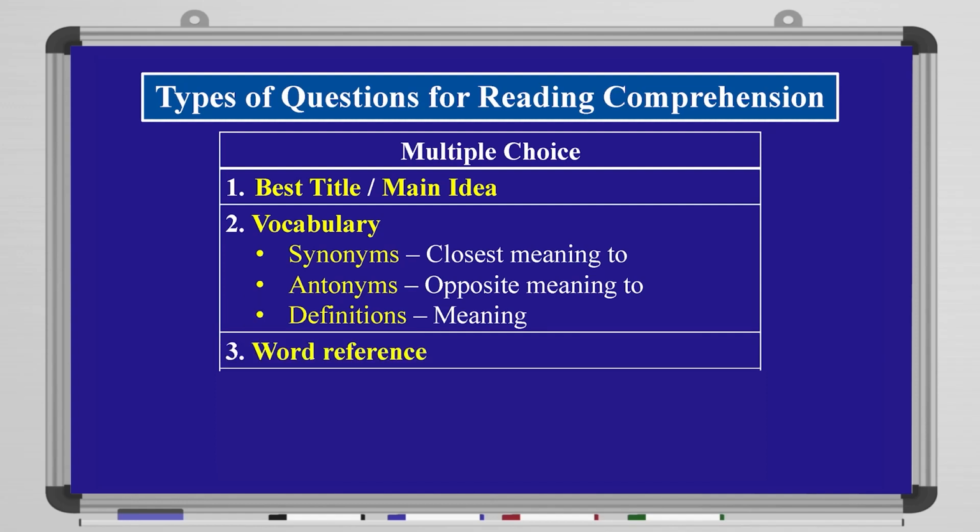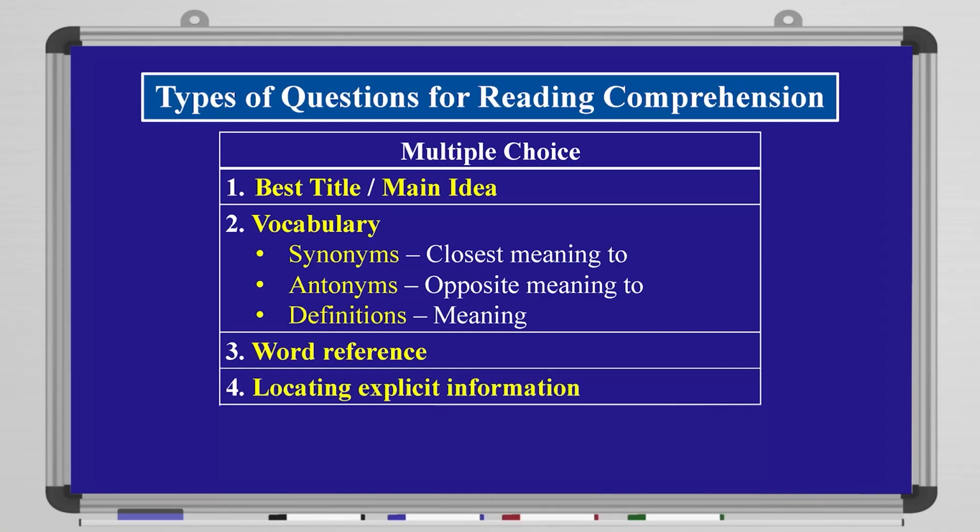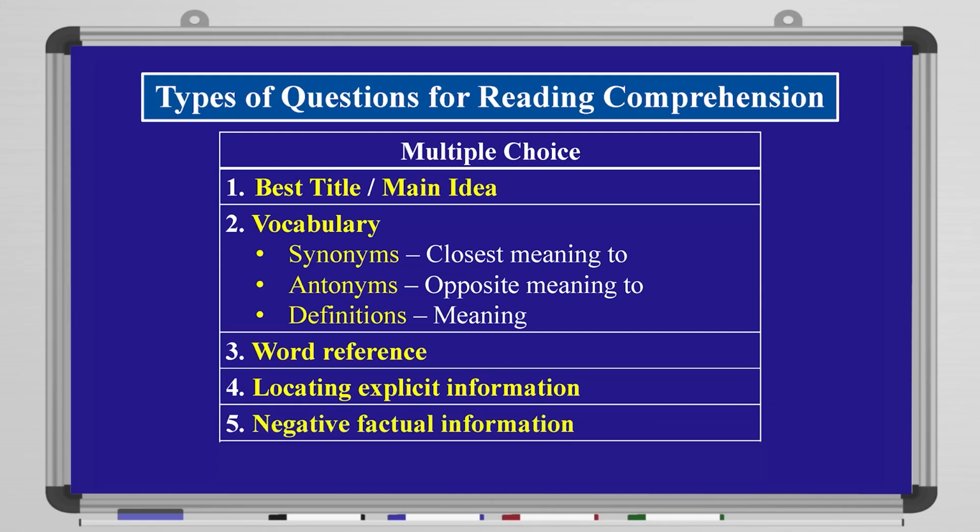Question number 3 is word reference. For example, you'll have something like he, she, it, or they, and what we want you to do is to tell us which word this refers to. Number 4, locating explicit information. Number 5, negative factual information. For example, we'll give you 4 statements. 3 of them are negative or false, and only 1 of them is true that you have to choose. Or it could be the opposite. 4 statements, 3 of them are true, and only 1 of them is negative or false. So you have to choose that one.